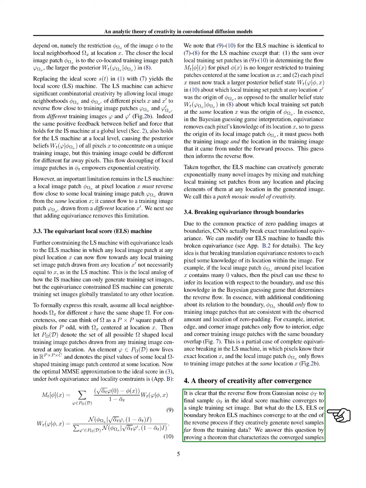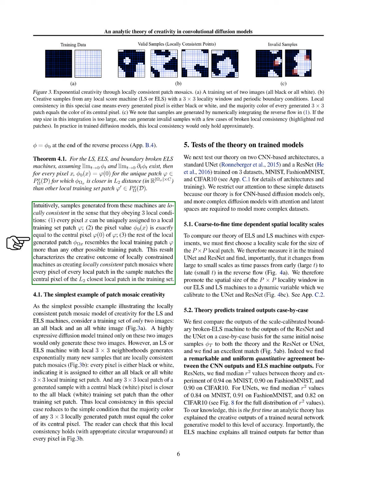We prove a theorem that describes the samples produced by the LS, ELSE, and boundary-broken ELSE machines. This theorem states that if certain limits exist, then for every pixel, the generated value will match the central pixel of the closest local training patch. This means that the generated samples are locally consistent, adhering to three conditions. Each pixel corresponds uniquely to a training patch, the pixel value matches the central pixel of that patch, and the rest of the generated patch resembles the training patch more than any other. To illustrate this concept, we consider a simple example with a training set of just two images, one completely black and one completely white.